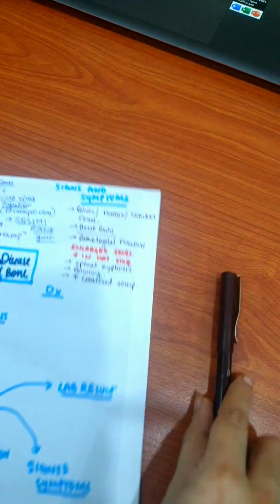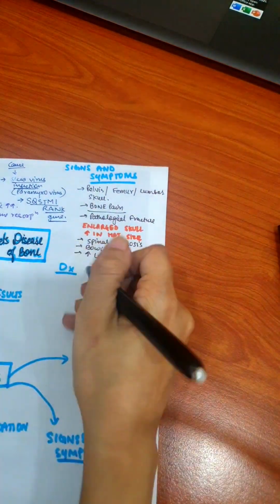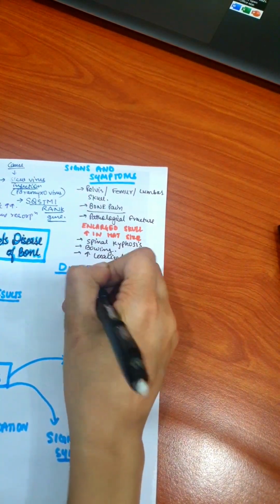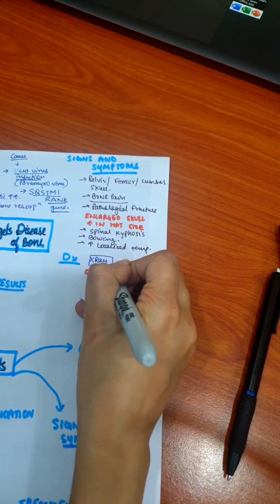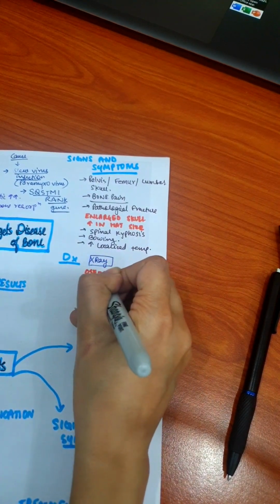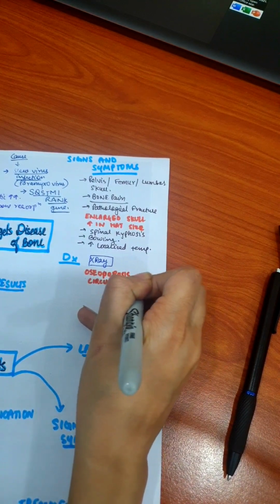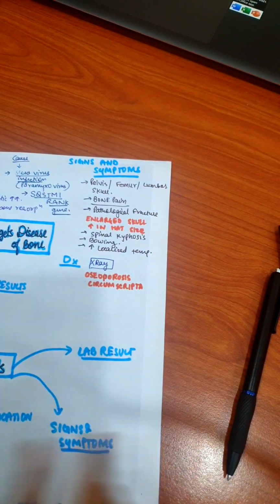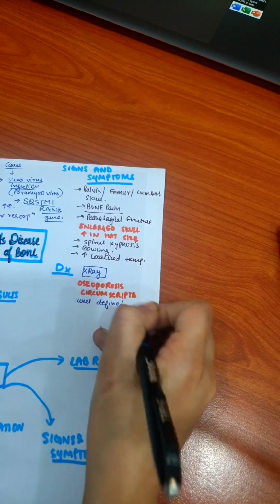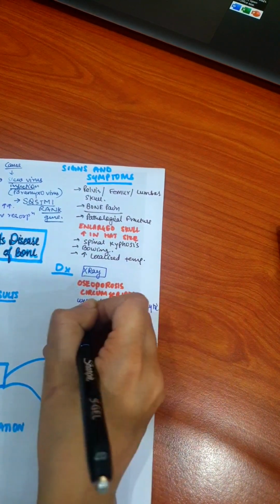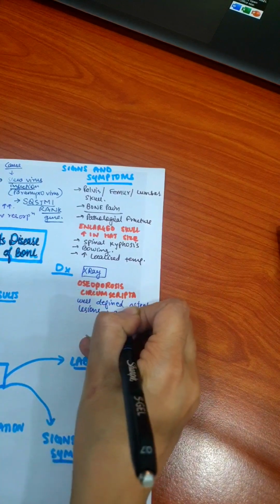How do you diagnose Paget's disease? For diagnosis of Paget's disease, we can perform X-ray. So on X-ray, the findings are very important. So there is osteoporosis circumscripta. What is osteoporosis circumscripta? There are well-defined osteolytic lesions of the skull that are going to happen early in the disease.